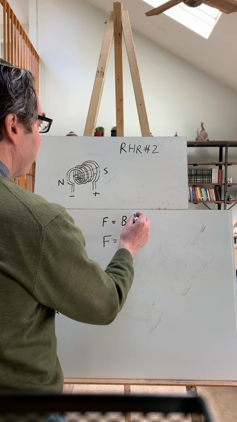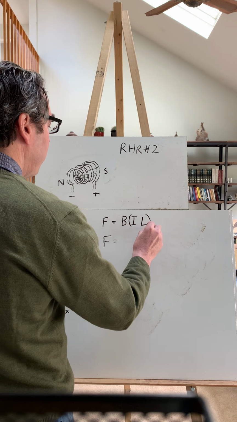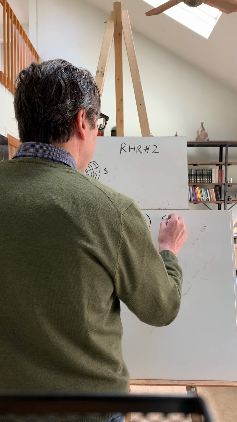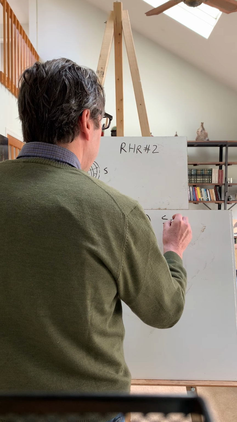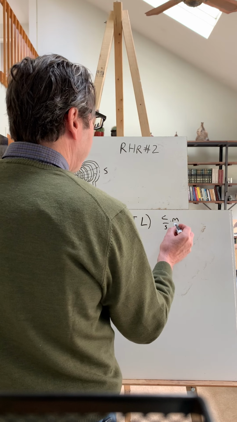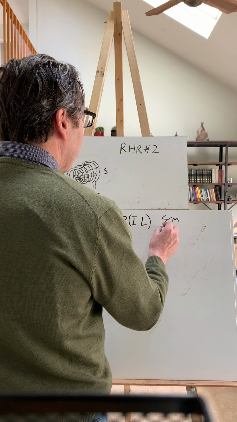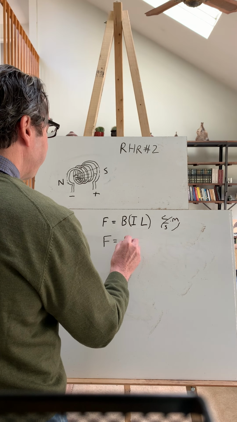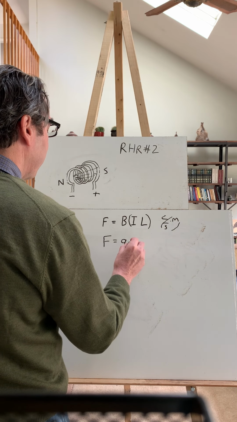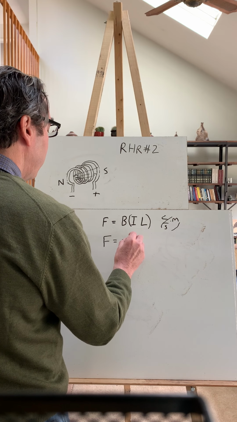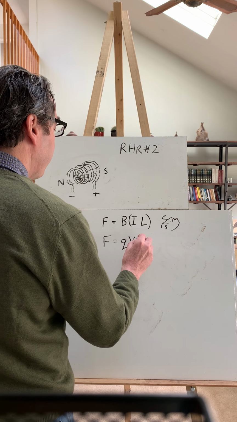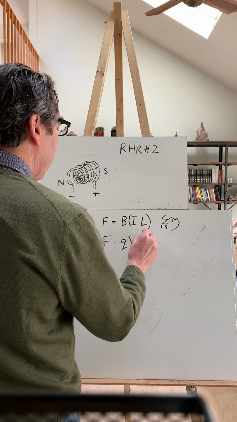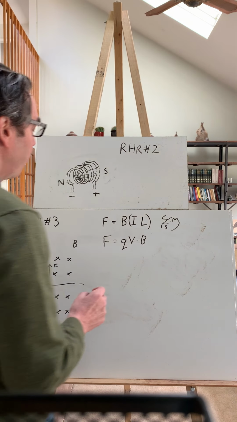What I want you to notice here is that IL is going to have units of coulombs per second times meters. If we rearrange those numbers, we get coulombs times meters per second. So a second version of this is to say force equals charge times velocity times the strength of the field.